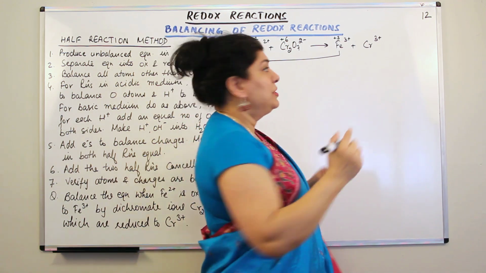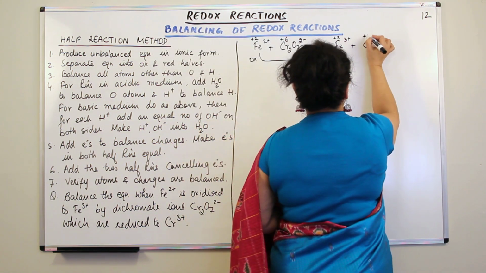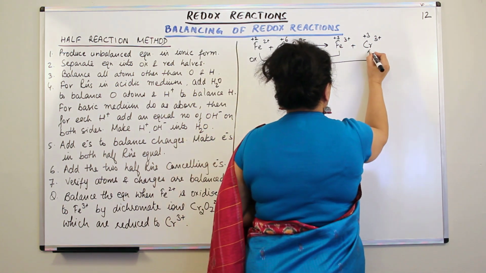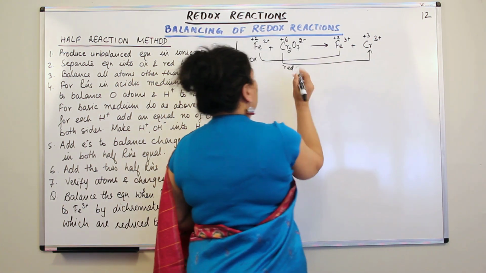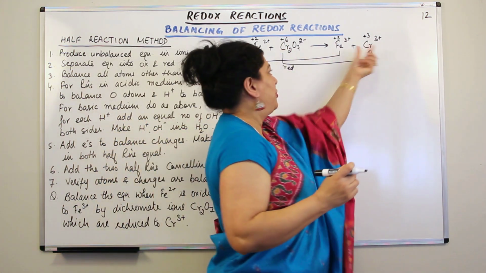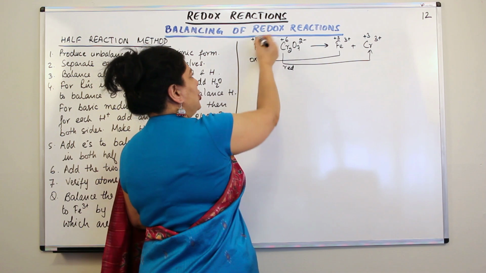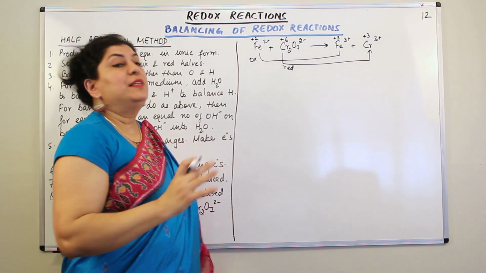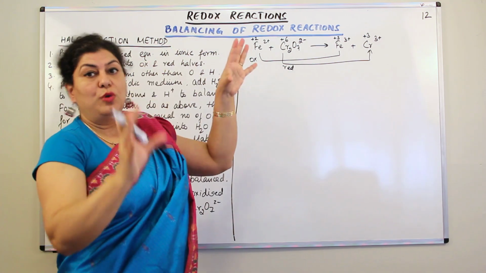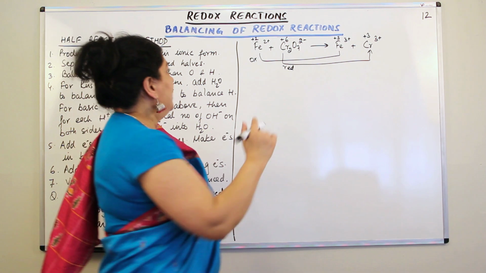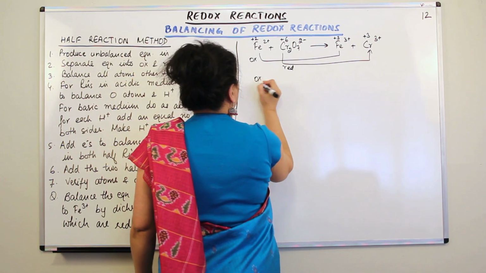And in Cr3+, the charge on chromium is +3, which means the oxidation number of chromium is decreasing and therefore this is getting reduced. So your reduction half reaction should have this species and its product, and the oxidation half reaction should have this species and its product. So now we will divide the equation into 2 half reactions, that is the oxidation half and the reduction half. So let us write down the oxidation half.